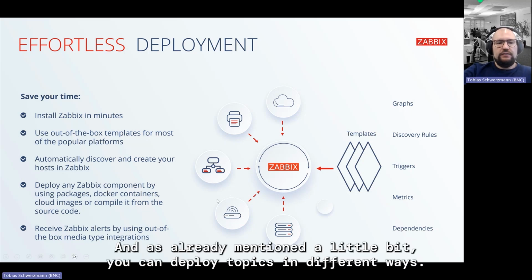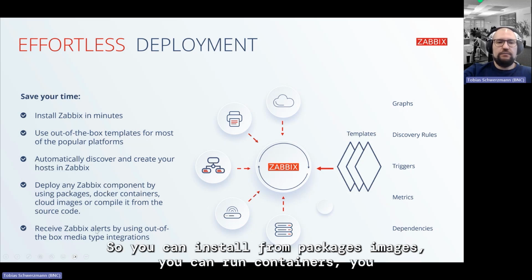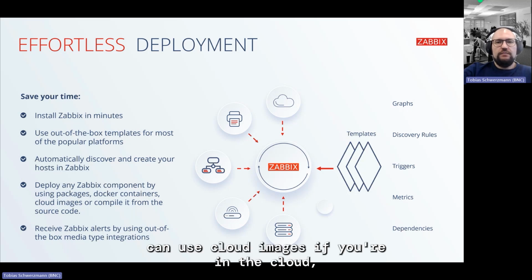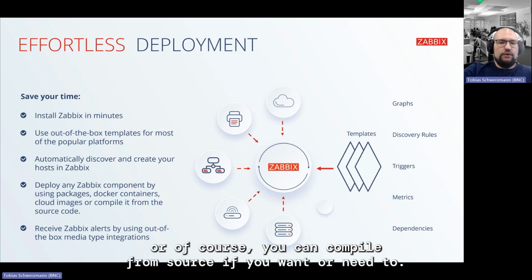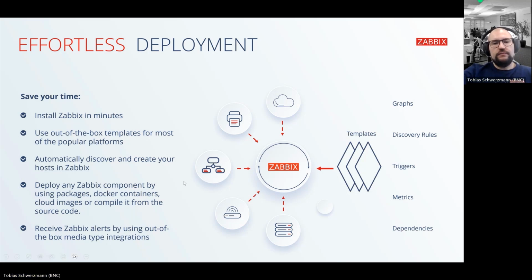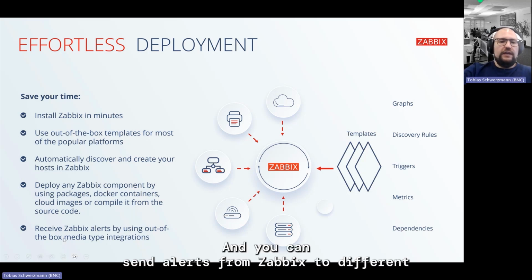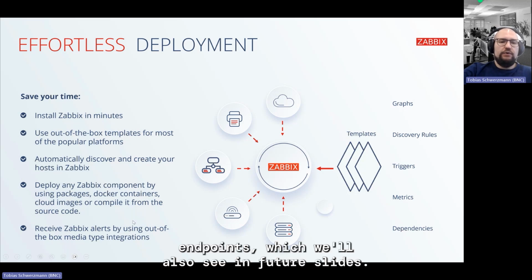And as already mentioned a little bit, you can deploy Zabbix in different ways. You can install from packages, you can run containers, you can use cloud images if you're in the cloud, or of course you can compile from source if you want or need to. And you can send alerts from Zabbix to different endpoints, which we'll also see in future slides.